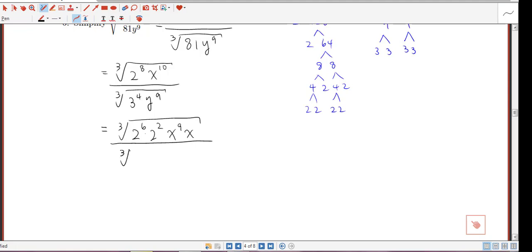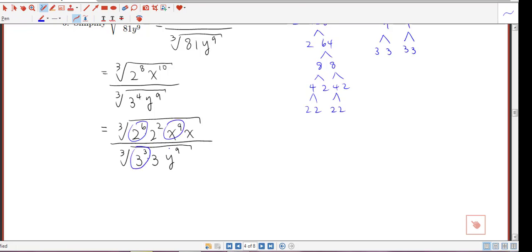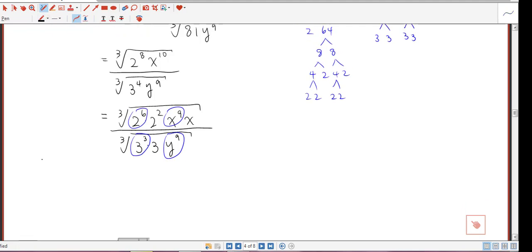And let's do the same thing for the denominator. So we're going to have a cube root. 3 to the 4th can be broken down into 3 to the 3rd times 3. And then y to the 9th, I will just leave it the way it is because 9 is divisible by 3. All right, let's circle time. That one's good. This one's good. This guy can go outside. This guy can go outside.